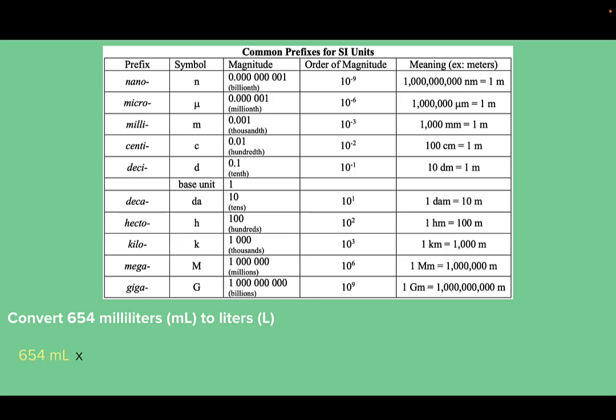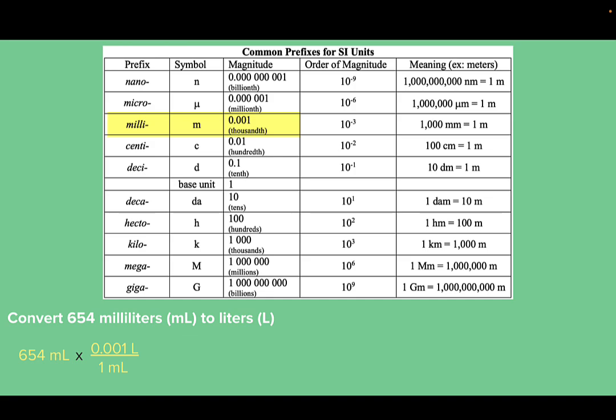Look at the table to find how many of the base unit are in one of the given unit. For this example, we could see that 0.001 liters are in 1 milliliter. That's how you write the conversion factor or ratio so that the appropriate units cancel. Check it out. 0.001 liters per 1 milliliter.